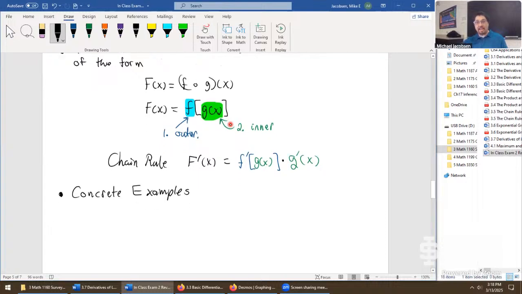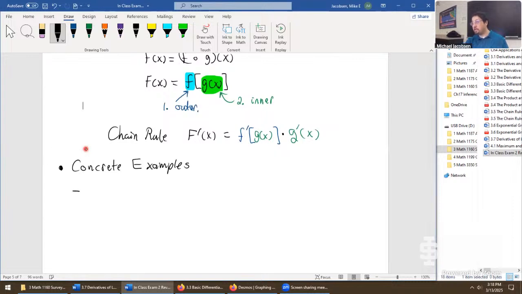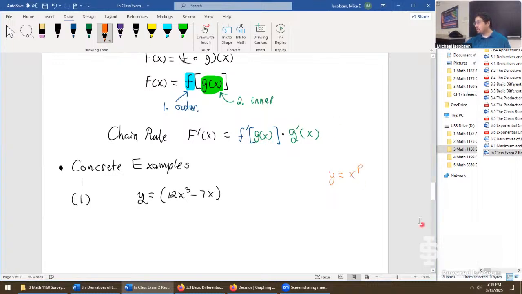Let's do a tour of the functions that have come up under the chain rule process. So problem number 1 could be something like this. y equals, let's make this one be some kind of power function. Maybe it's 12x cubed minus 7x to the power of, well, literally anything. Instead of writing it as a power, we can make this a cube root, a fifth root, anything like that would be essentially dealing with a function of the form y equals x to some power.